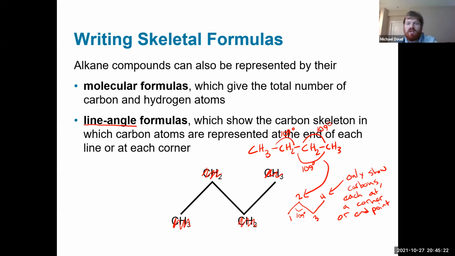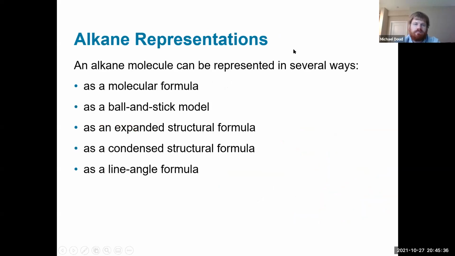So you see, we're not losing much information. And in fact, we're making it a lot easier to draw the molecule and a lot easier for us to interpret the molecule as well. It's just a matter of learning the language. Once you learn the language, you'll find that it's really easy to do.